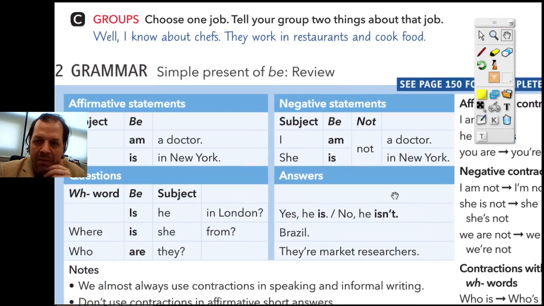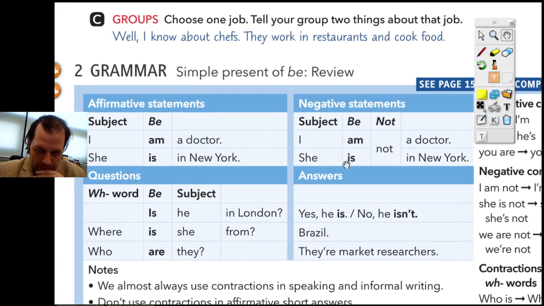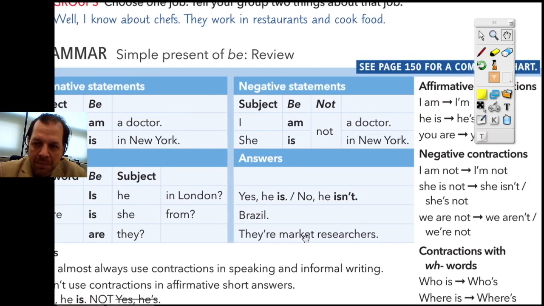There's a grammar review here, and it mentions, I'm hoping this is review for most of you, affirmative statements, negative statements. Okay, I am a doctor, I am not a doctor. She is in New York, she is not in New York. Questions, where is he in London? Where is he from, or where is she from? Or who are they? Or where are they? Answers, okay.